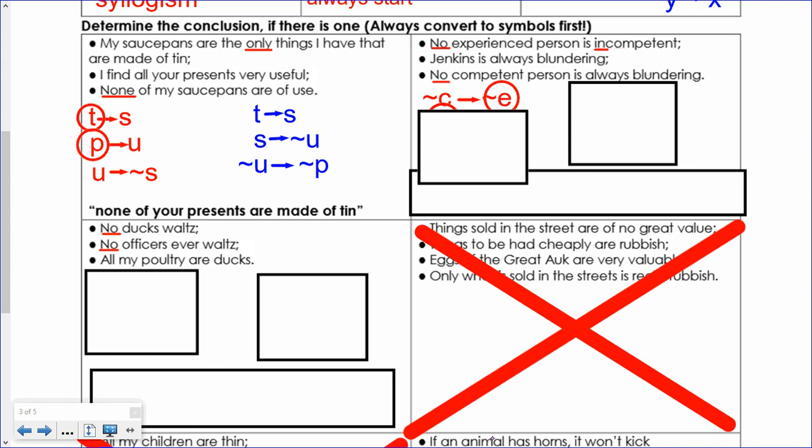Wait, so the squiggle part, did it matter which side? Yes. Because the no starts at the beginning, it automatically takes the not experienced idea and puts it at the end. You only change the order if the no is at the beginning. If you see no anywhere else in the sentence, it's fine where it is. It's just where you see no or none at the very beginning.